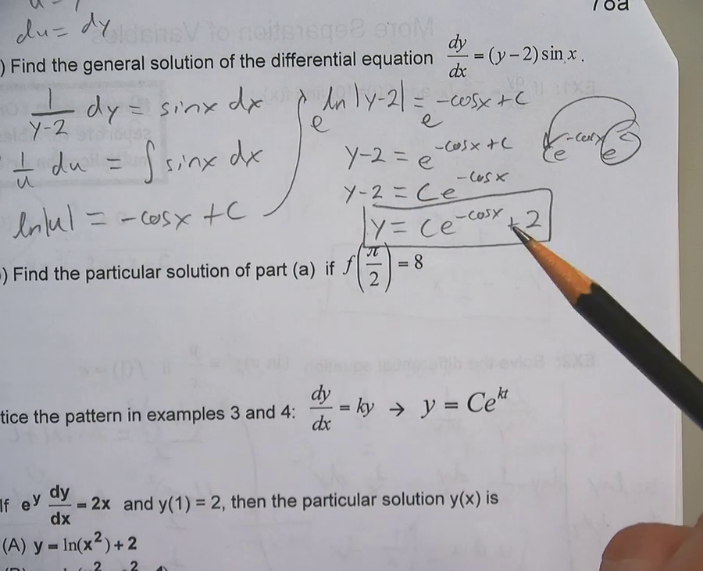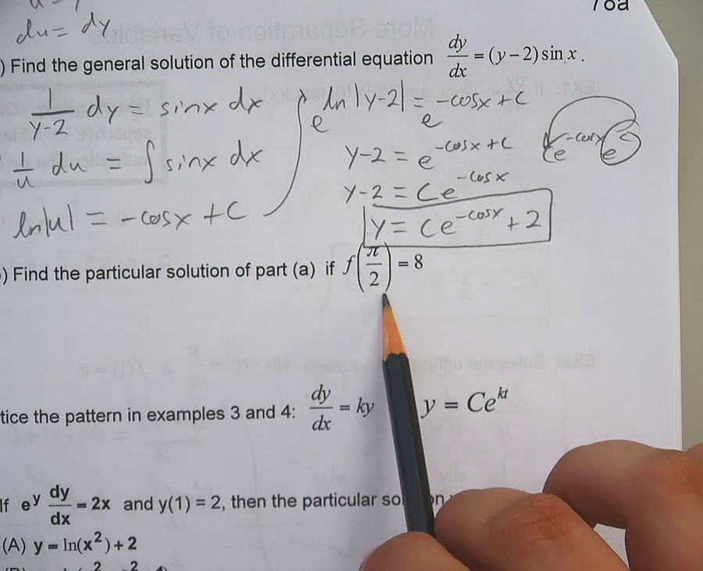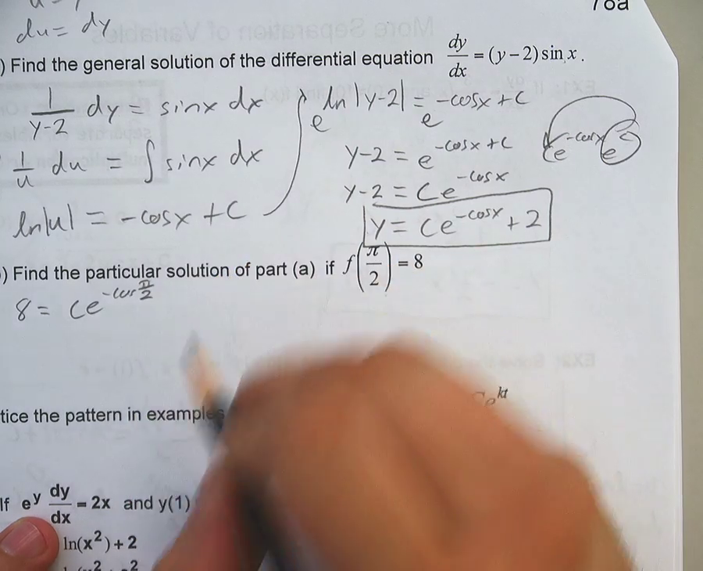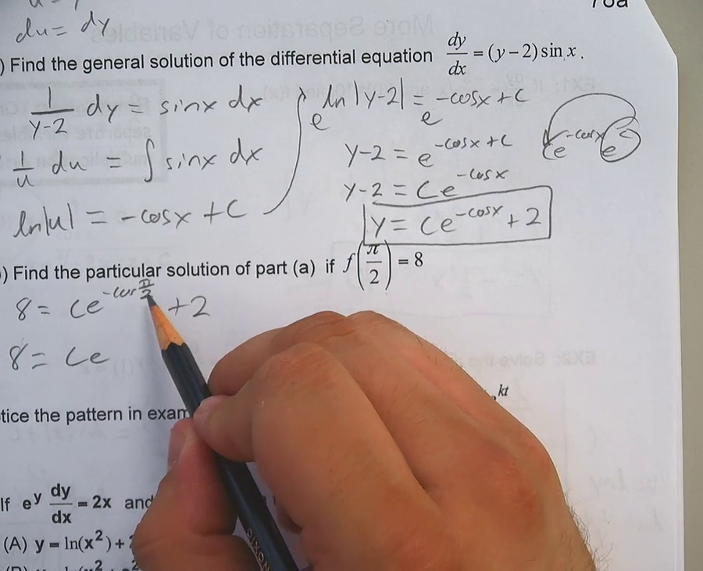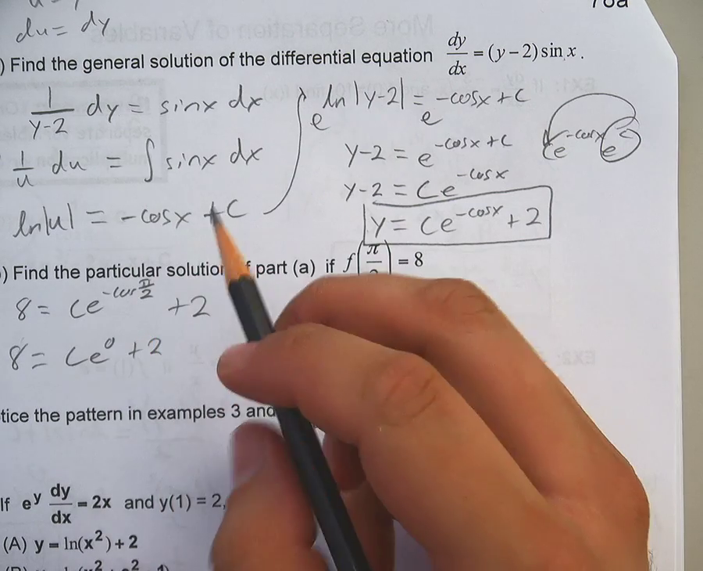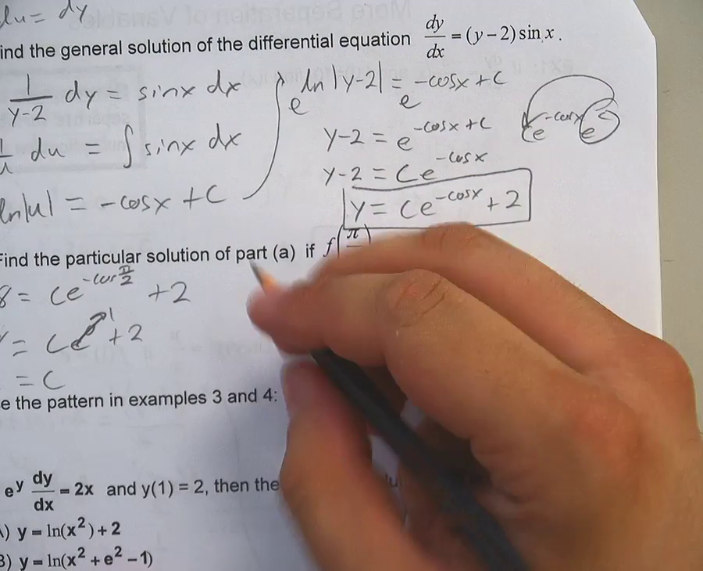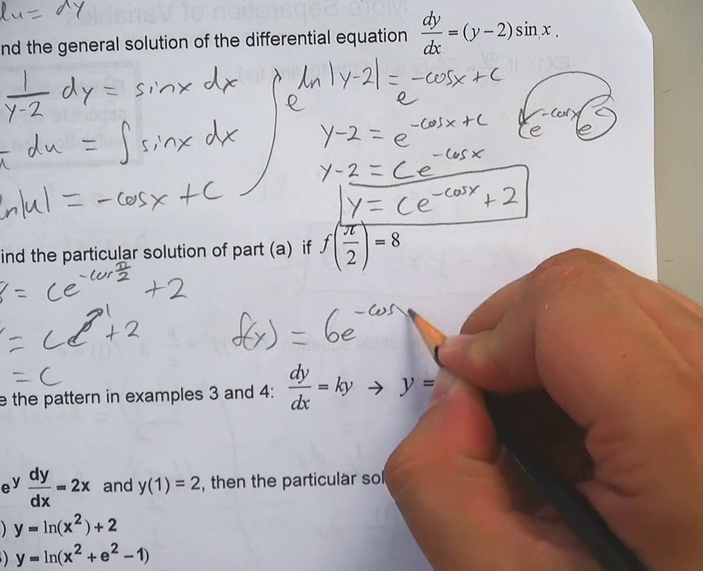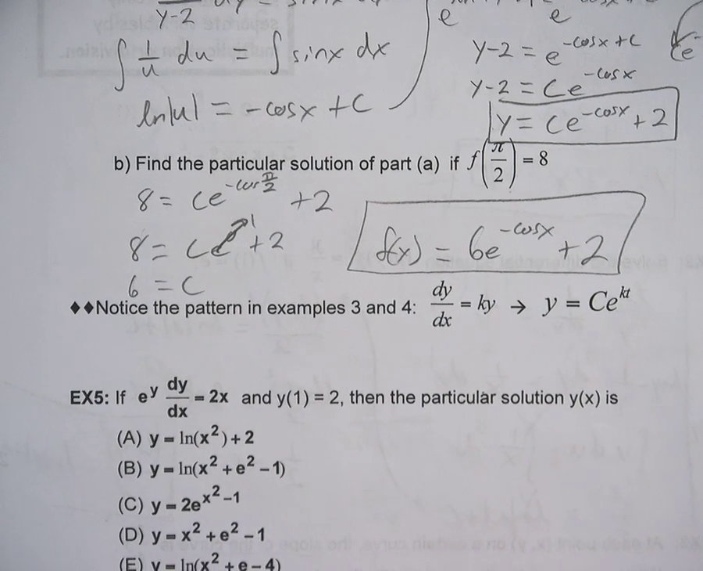And we don't have to solve for what c is yet because we don't have it yet. But we do down here. Find a particular solution if f of pi over 2 is 8. So 8 equals c e to the negative cosine pi over 2 plus 2. This is c, e, and cosine of pi over 2 is 0. Right? Subtract your 2, you get 6 is equal to c. So f of x, or y, whatever you want to call it, is 6e to the negative cosine x plus 2. Takes a little bit of getting used to with this calculus magic here.